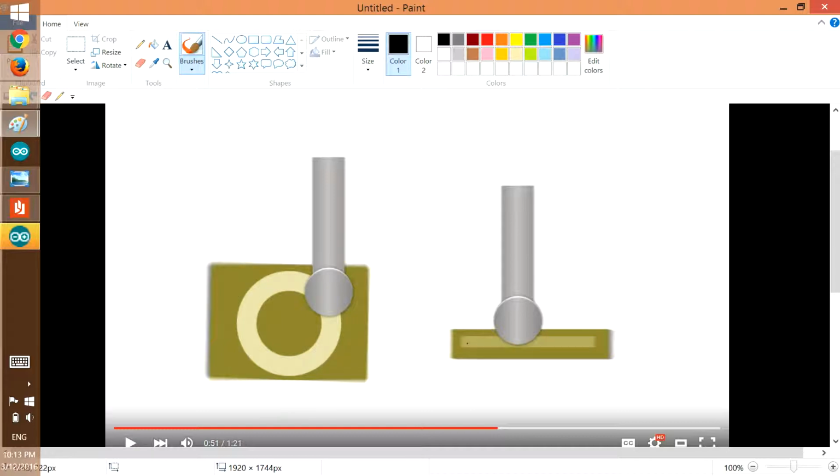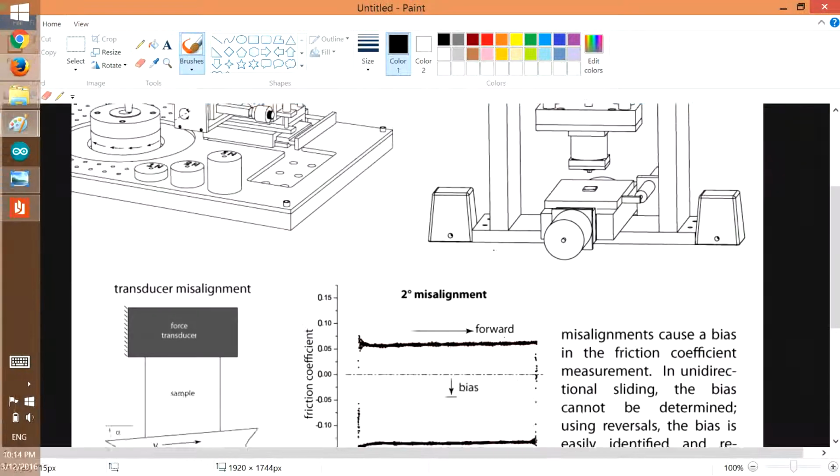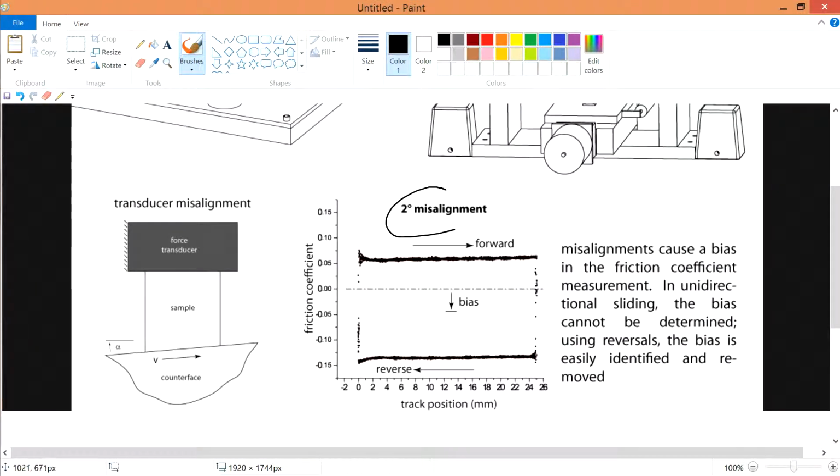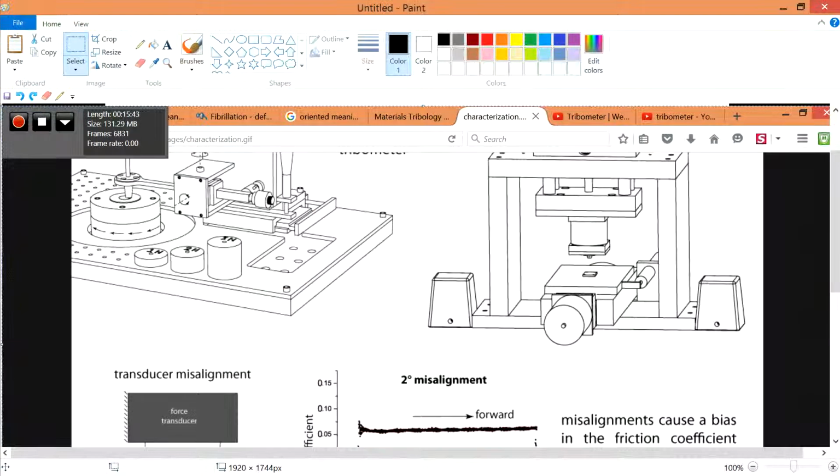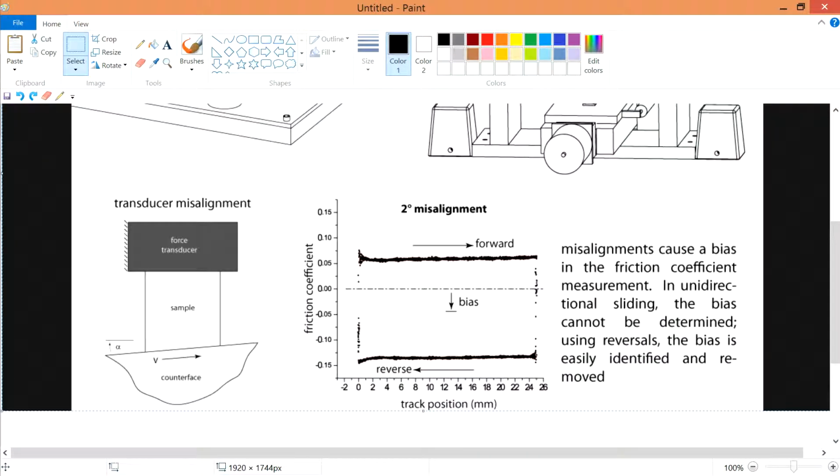As you can see, this part over here is the surface where you rub. These are the things that you should also take note of. In your slide, they actually talk about the misalignment. Over here, this is the transducer, the one that is picking up the information, this grey one. The transducer is placed on top of the surface and the sample, and then you go around and rub.